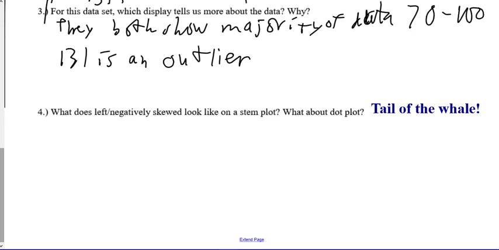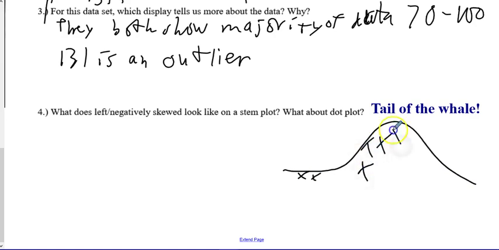Now, what does left skewed, negative skewed on a stem plot look like? And what about on a dot plot? Well, the tail of the whale, you want to look for the tail. When something is skewed, it's away from the norm. So if you're looking at a graph and the majority of the data is in here, but there's some data over here. Most of your data is to the right, but some is on the left. It's being pulled to the left.